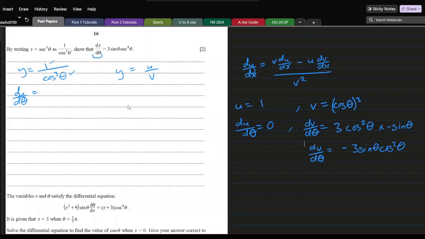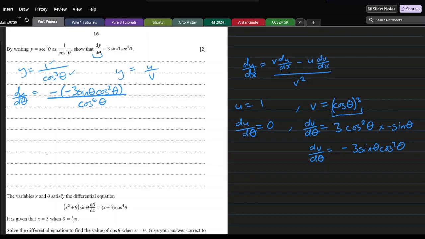Alright, so now let's write it over here. So we want v du, v du would be cos theta cubed times 0, so that gives us a 0, minus u dv, so that's 1 times negative 3 sine theta cos squared theta, so that's negative 3 sine theta cos squared theta, and we are dividing by v squared. V squared would be our cos theta cubed squared, which is cos to the 6th theta.